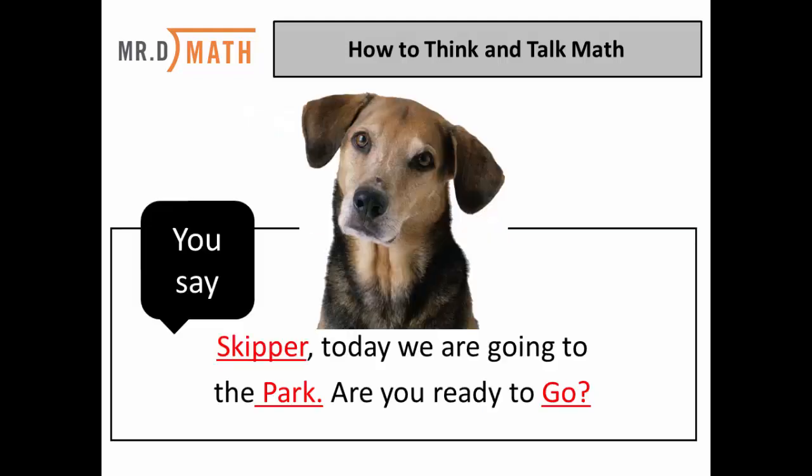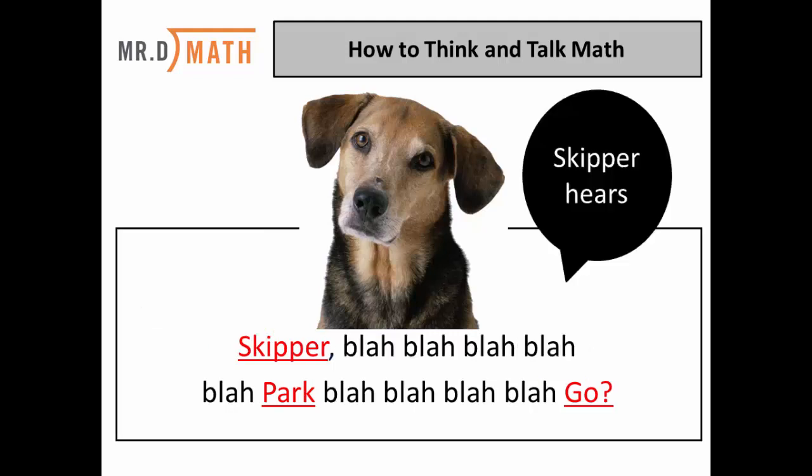Well, it's like this. I say to Skipper, "Skipper, today we're going to the park. Are you ready to go?" What does Skipper hear? Because he doesn't hear everything. He only hears those words in red. By the way, if you have teenagers, this is sometimes how teenagers listen to you as well. They hear their name, and then they hear a bunch of blah, blah, blah, until something important comes along, like park for Skipper, a bunch more blah, blah, blah, and then the word go. So for Skipper, he only hears his name, a bunch of stuff that means nothing to him until he hears a word that does mean something, like park, and then a bunch of stuff that means nothing until he hears the word go.